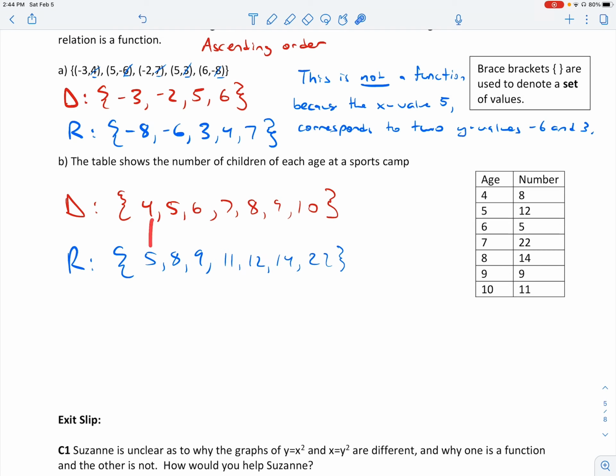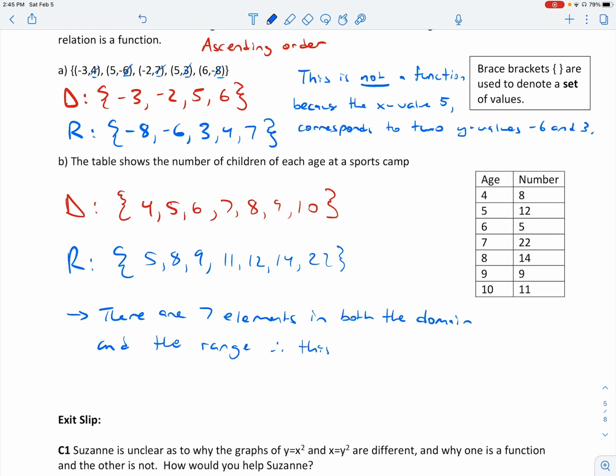Each one is pointing to its own. So we can see here in the table, none of them are repeating. So this is a function. We can say there are 7 elements in both the domain and the range. Therefore, this is a function.